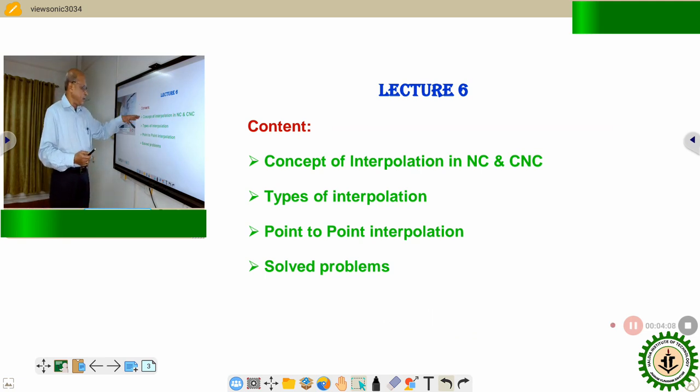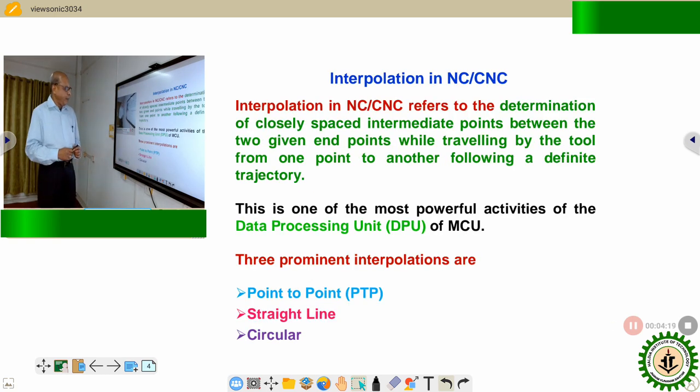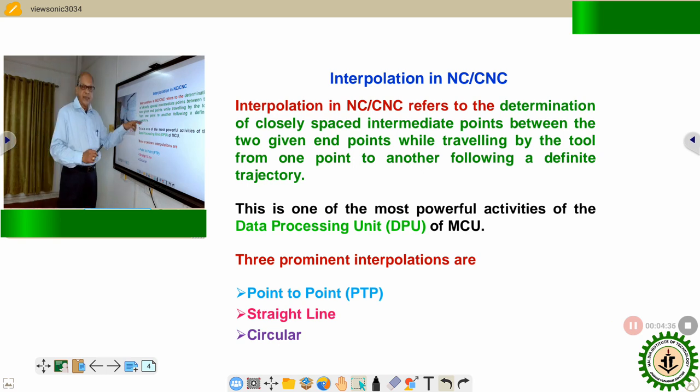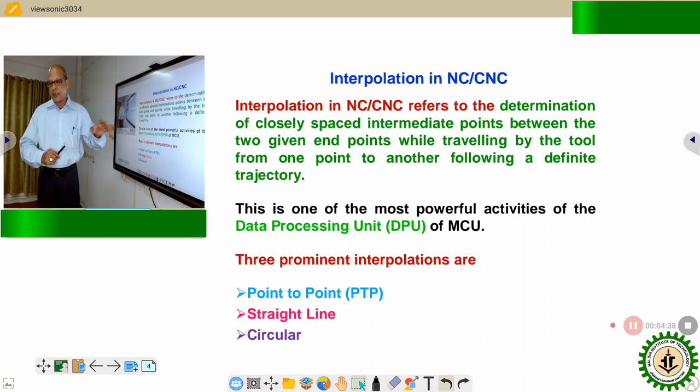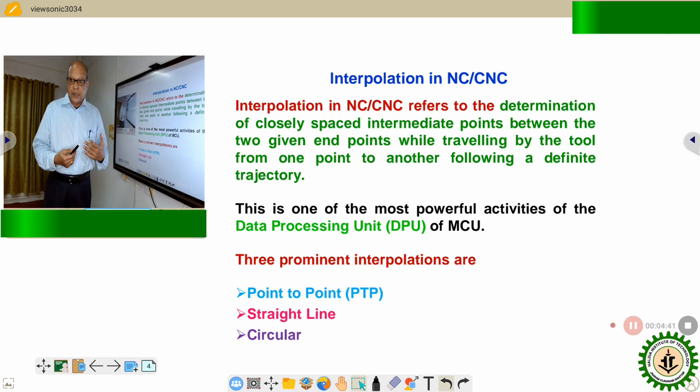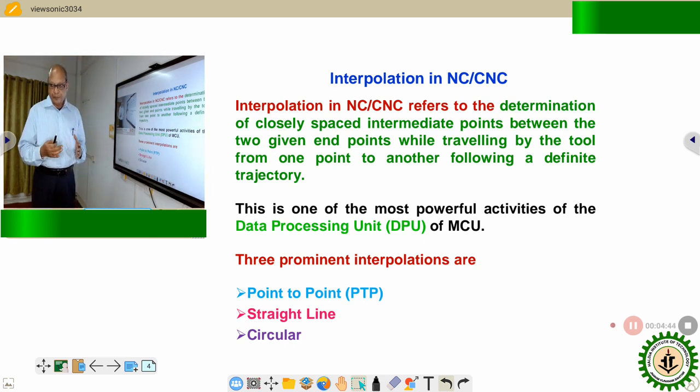So content wise: the concept of interpolation in NC-CNC, types of interpolation, point to point interpolation, and some solved problems for illustration purposes. Interpolation in NC-CNC refers to the determination of closely spaced intermediate points between two given endpoints while the tool travels from one point to another following a definite trajectory. This trajectory is dictated through the program, that is the intention of the programmer, according to the geometry of the job.